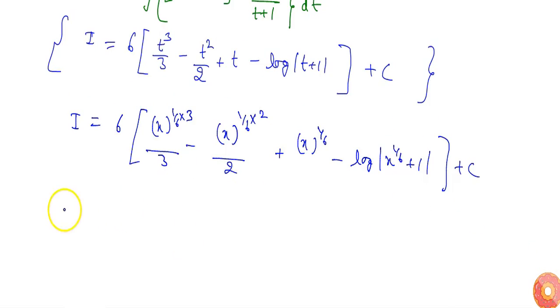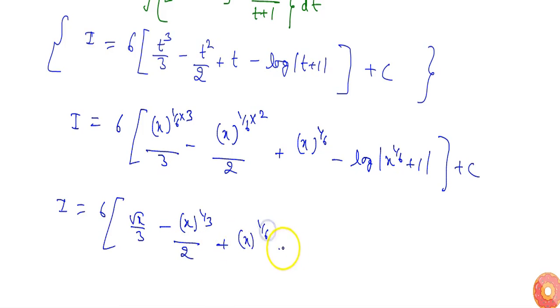So I'll get I equals 6 times root x by 3 minus x power 1 by 3 by 2 plus x power 1 by 6 minus log of x power 1 by 6 plus 1, plus c. So this will be our final answer.